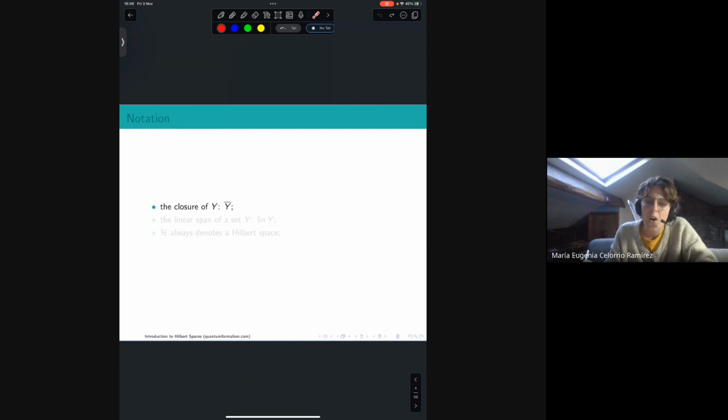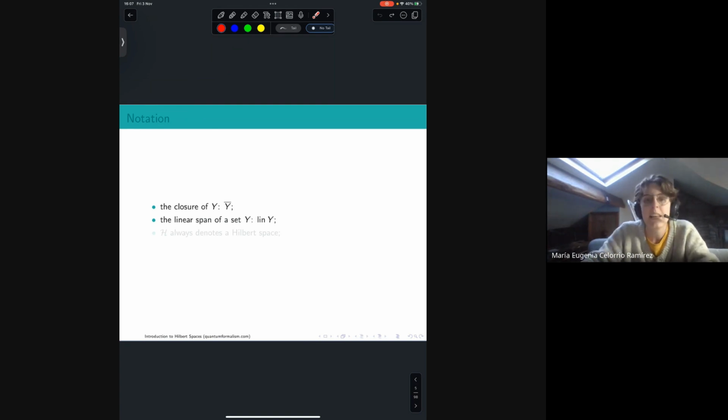The closure of a subset of a normed set is written as the subset with this bar. In case you don't remember exactly from last week, it is basically the set Y plus all the limits of the Cauchy sequences. Remember that Cauchy sequences are those that are getting closer and closer. If a sequence is going to infinity, its limit could be defined as infinity, but that is not included in our closure.